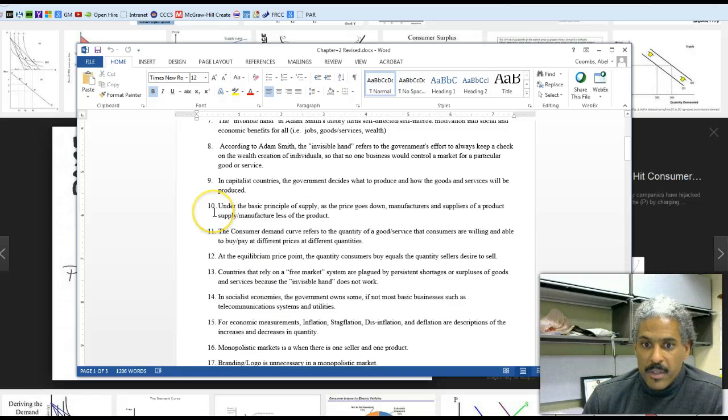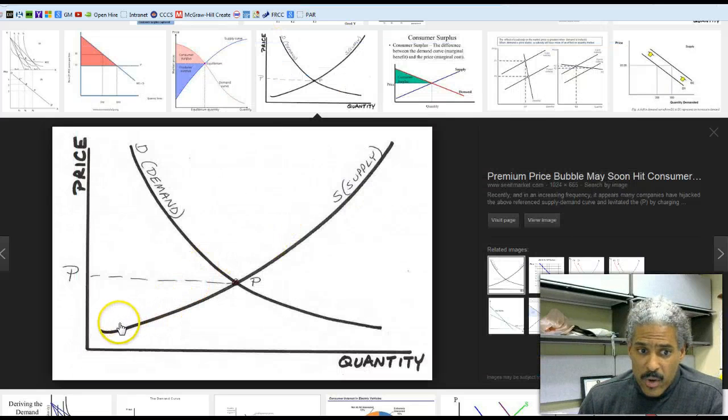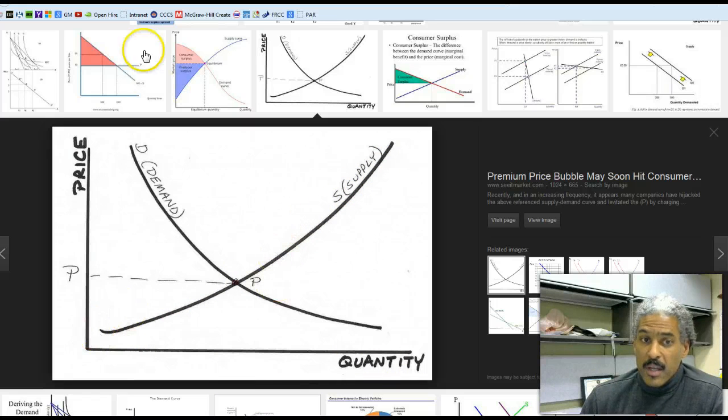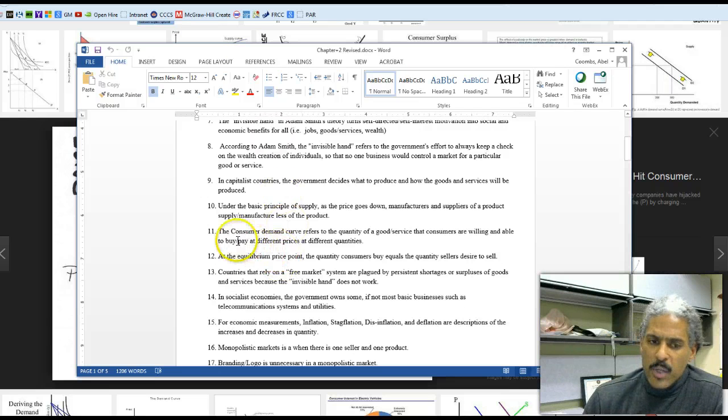So, rephrasing. Number 10, under the basic principle of supply, as price goes down, manufacturers and suppliers of products manufacture less of the product. False, right? It's the other way around. As prices go up for supply, they'll produce more. Quantity will increase. Okay, so that's key. That is key. Make the distinction which way prices are moving. So then that takes us to 11.